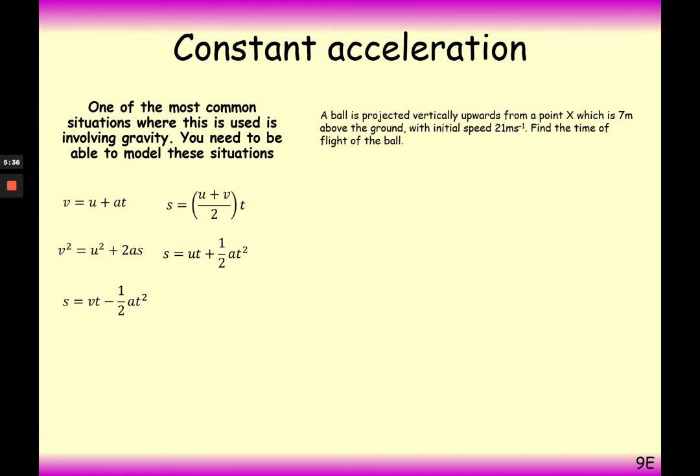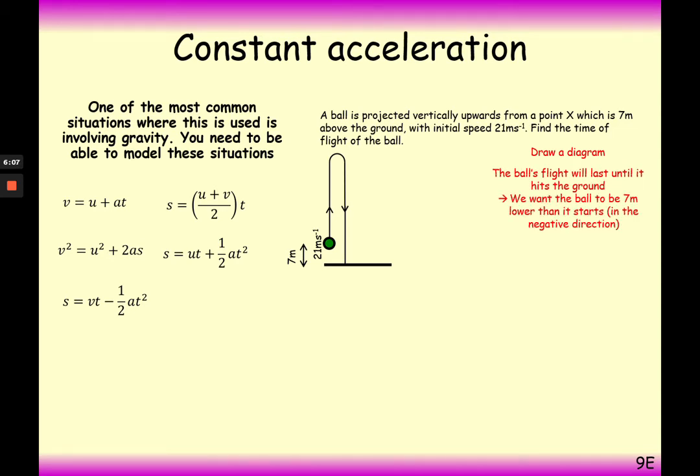Next example we go through, a ball is projected vertically upwards from point X, which is 7 meters above the ground, with initial speed of 21 meters per second. We're going to find the time of flight of the ball. So remember, the time of flight is from when it's projected to when it hits the ground. So we'll draw a diagram to start us off. We know it's projected from 7 meters above the ground at 21 meters per second. Okay, and we're trying to find the time from when it is projected to when it hits the ground.